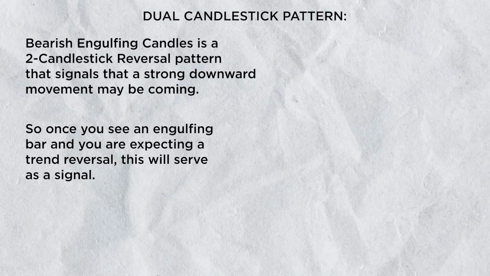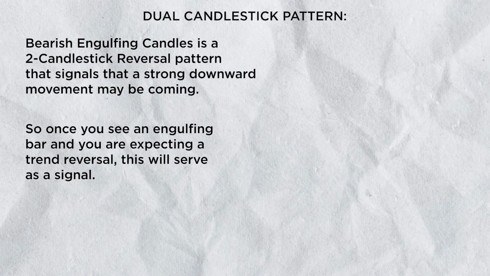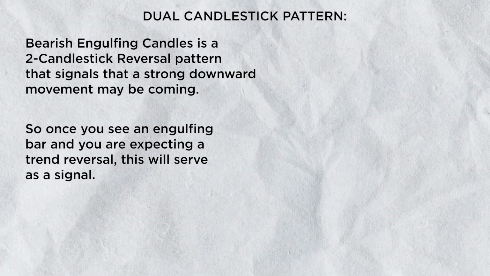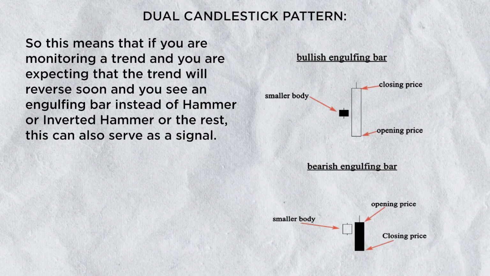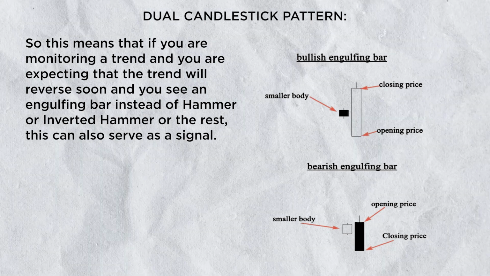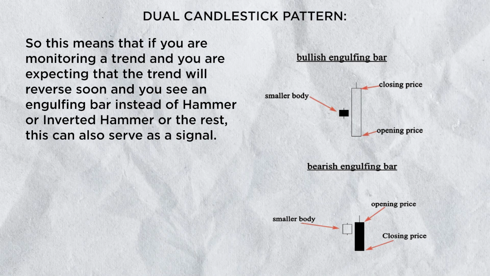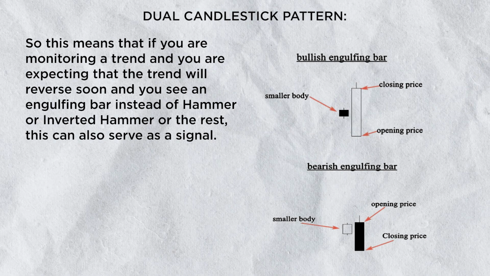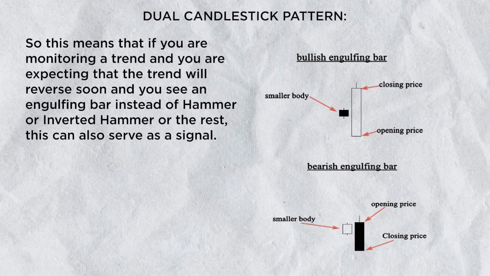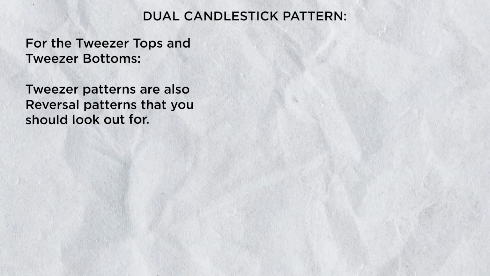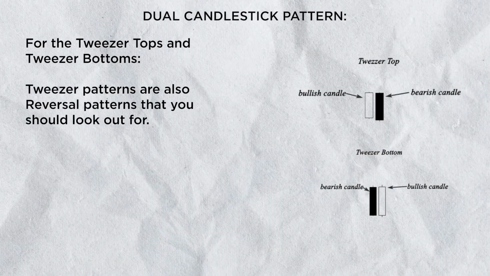So once you see an engulfing bar and you are expecting a trend reversal, this will serve as a signal. So this means that if you are monitoring a trend and you are expecting that the trend will reverse soon, and you see an engulfing bar instead of hammer or inverted hammer or the rest, this can also serve as a signal.